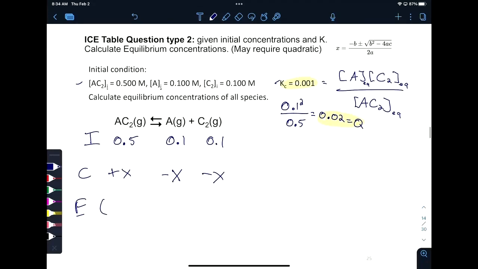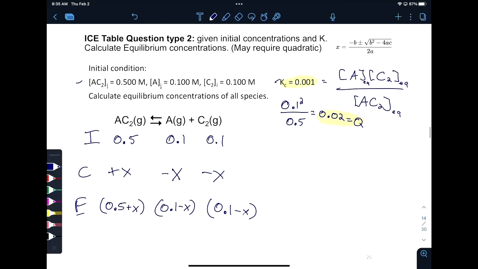All right, so at equilibrium, AC2 will have a concentration of 0.5 plus X. A is going to have a concentration of 0.1 minus X. C2 will have a concentration of 0.1 minus X. All right. What's the trick with chemical equilibrium and ice tables? The equilibrium line always goes into K. Yes, so we have our equilibrium line. Let's put those expressions into our overall K expression.